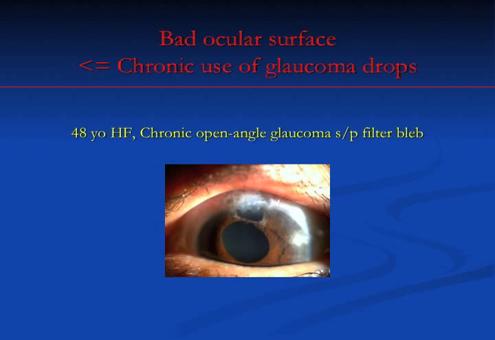Another indication would be in patients that are using chronically glaucoma drops, and we know that sometimes it's 2, 3, or even more drops. And because of the preservative and other issues, the surface of the cornea is not happy. So this is another possibility to use the amniotic membrane to try to comfort the patients.